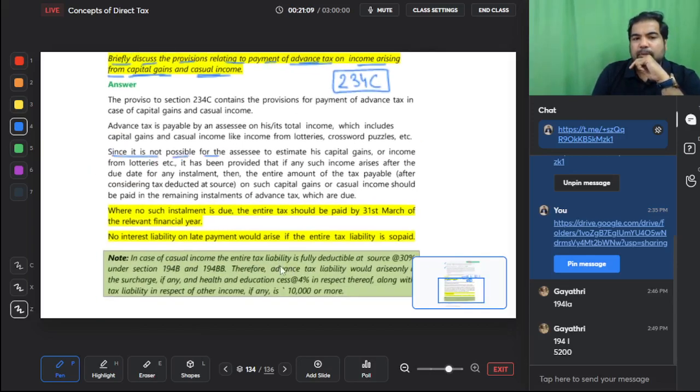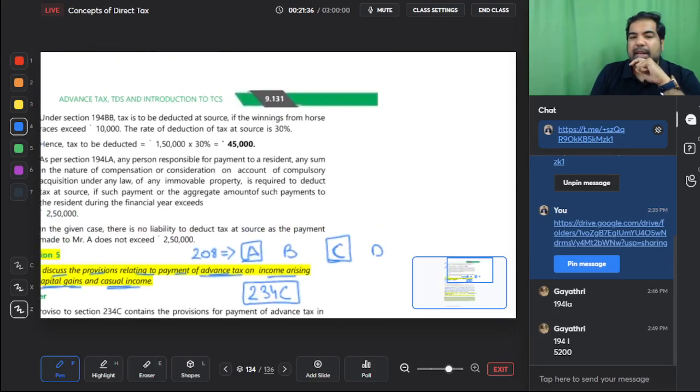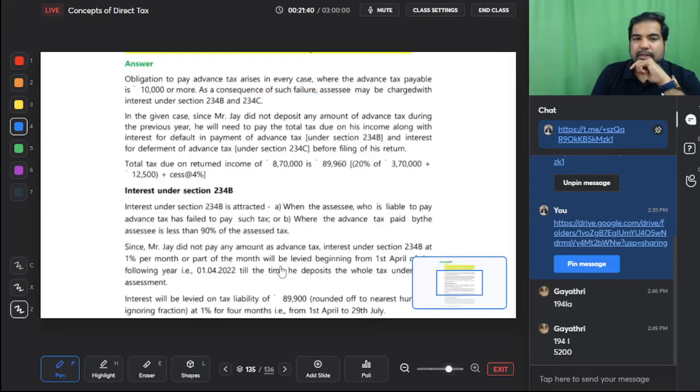Since it is not possible for the assessee to estimate his capital gains or income from lotteries, etc., it has been provided that if any such income arises, then the entire amount of tax payable after considering TDS on such capital gains or casual income should be paid in the remaining installments of advance tax which are due. Where no such installment is due, the entire tax should be paid by 31st March of the relevant financial year. That means if you get something between 15 March and 31st, you should pay the entire thing by 31st. Else, guys, in that case, there will be interest. Otherwise, there will be no interest in A, B, C, D's cases.